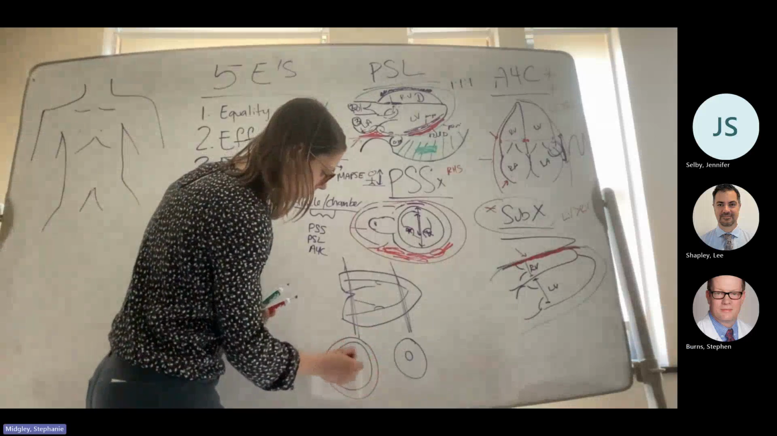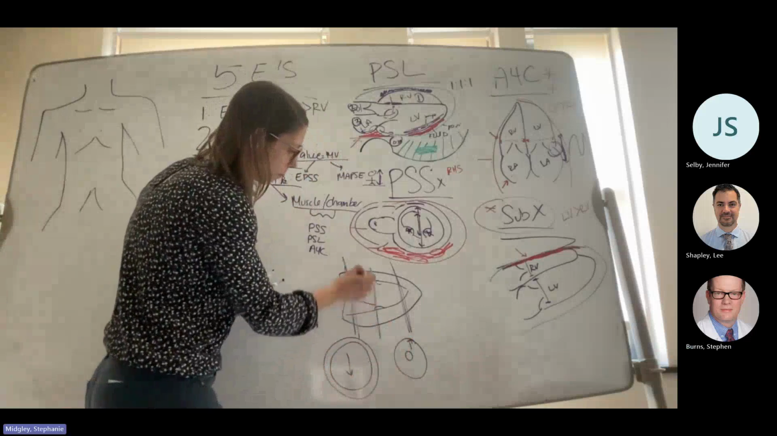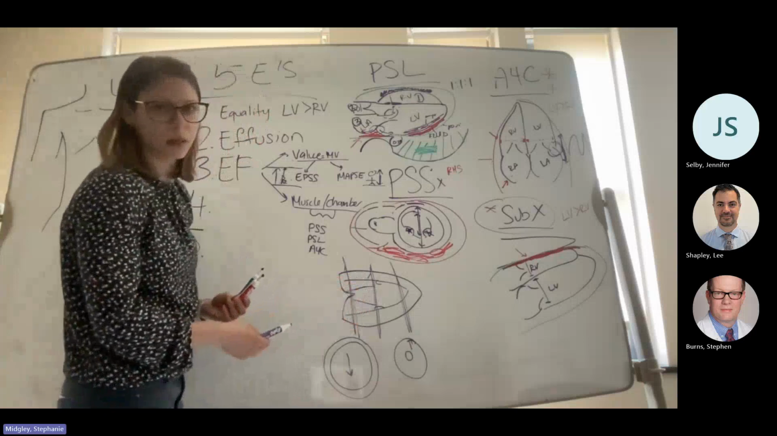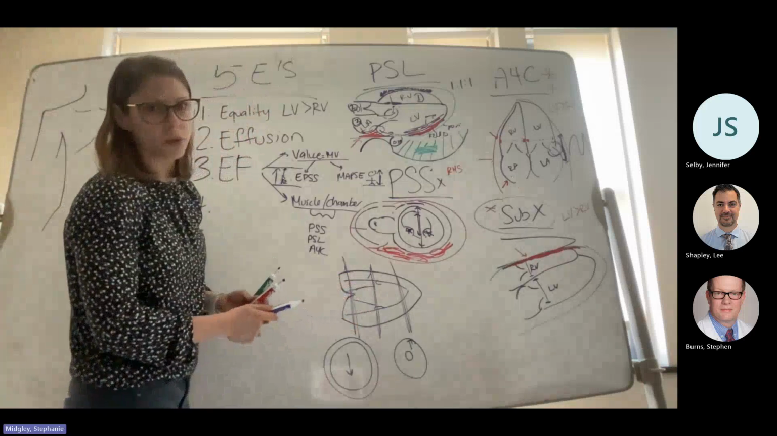So this one's going to make my EF look low. This one's going to make my EF look too high. And so that mid-papillary view has sort of the perfect amount of muscle to chamber. So that's like that Goldilocks spot. This also happens to be your best view for regional wall motion abnormalities.